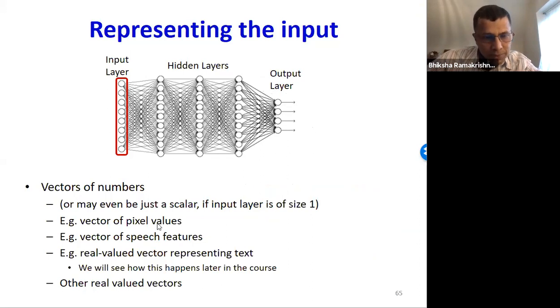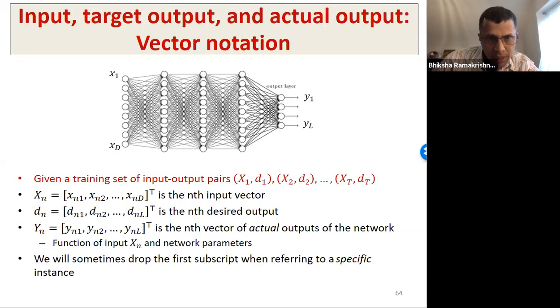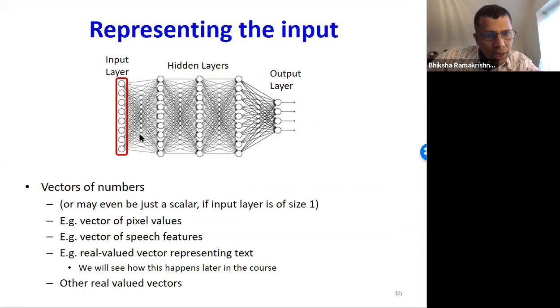So this is just the representations again, but what are these values? These inputs have to be numbers, so they're vectors of numbers. They can be a vector of pixel values if you're working on images. They could be a vector of speech features if you're working on speech, like you are doing in homework 1. Or if you're working in text, it's going to be some real valued vector representing the text. So now you have the sequence of words, and you have to somehow magically convert it to a vector of numbers. And we will do so. We'll see how that happens in a later lecture.